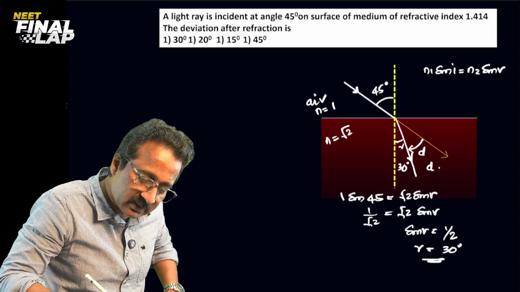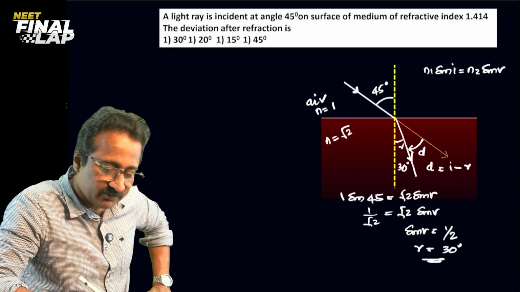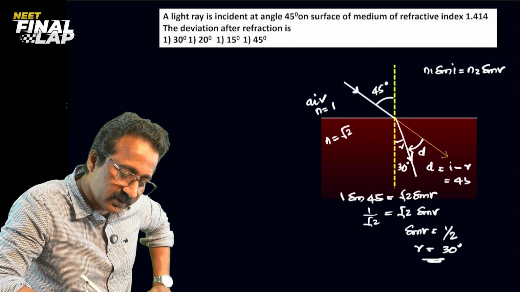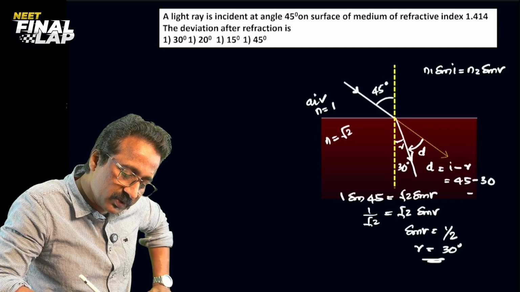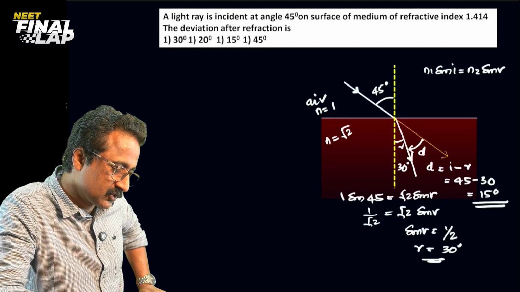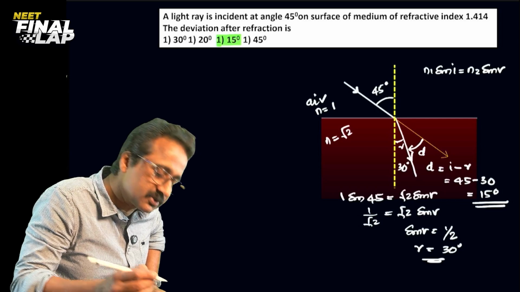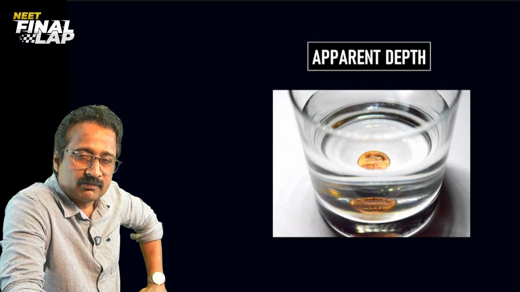Now this d is equal to, basically it is here i minus r, which is 45 minus r. So I would say it is 45 minus 30 degree, which is equal to 15 degree. So in this case, the deviation expected is 15 degree. So which one will we go with? You must go with 15 degree. This is your option.